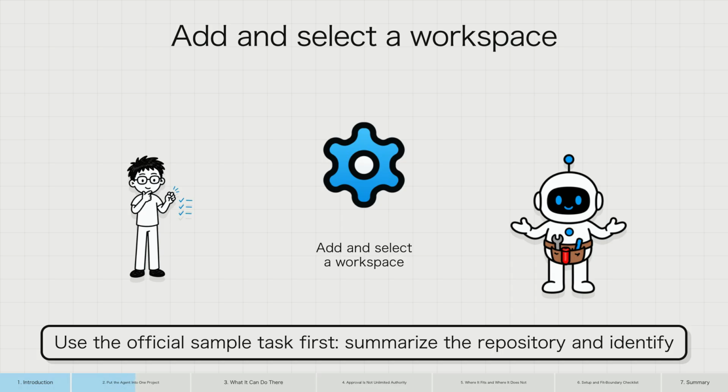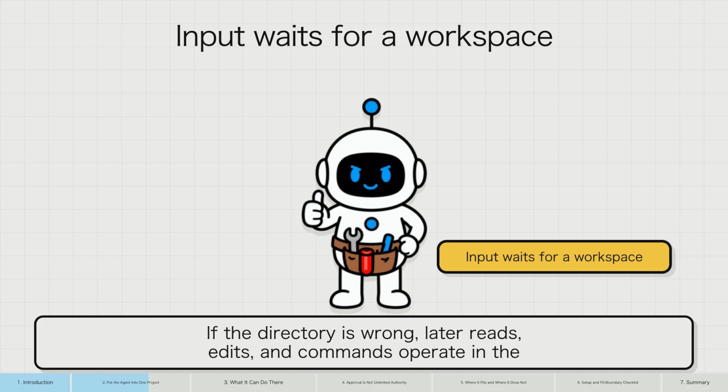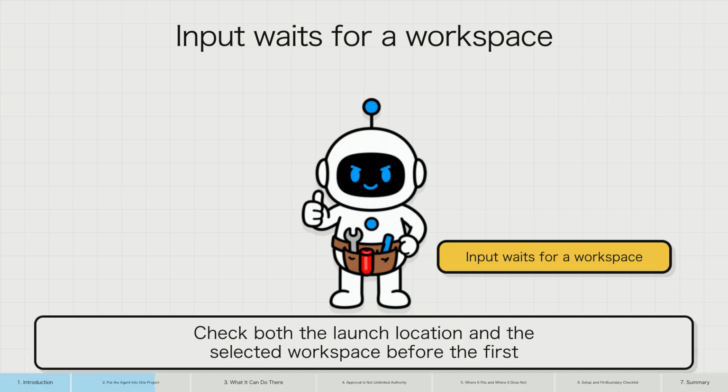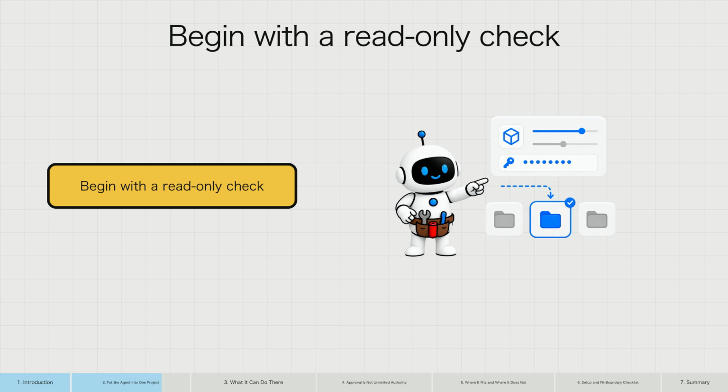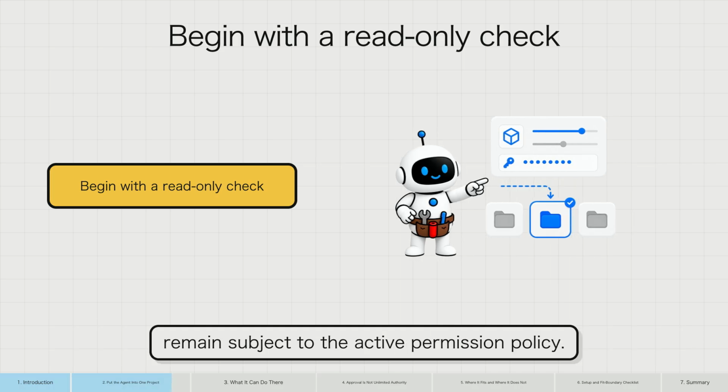Use the official sample task first, summarize the repository and identify its main packages, then verify that the agent sees the right project. If the directory is wrong, later reads, edits, and commands operate in the wrong context. Check both the launch location and the selected workspace before the first task. This setup does not grant unlimited authority. It places the agent inside a named project boundary, while later actions remain subject to the active permission policy.